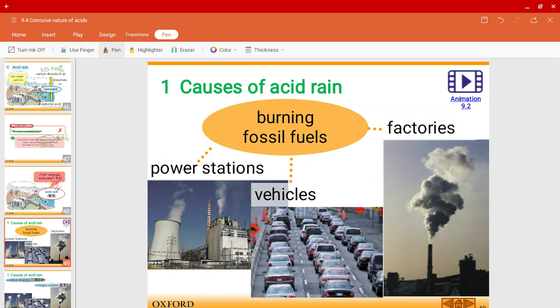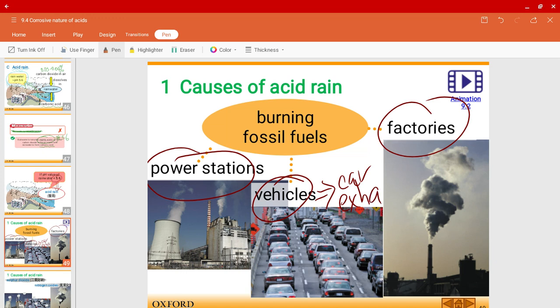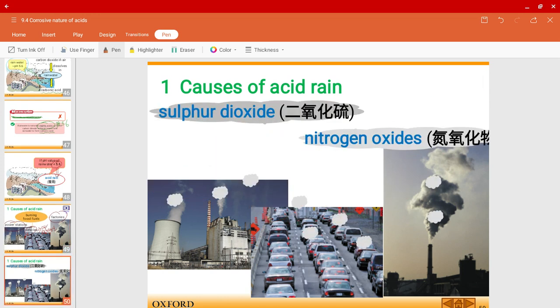So let's look at some causes of acid rain. First off, power stations, vehicles, factories, what do they have in common? They're all used for burning fossil fuels, of course. For vehicles, we have car exhaust, so they all emit air pollutants. So what are some of the air pollutants they emit? One of them is sulfur dioxide, and the other is nitrogen oxides. All right, just to give you one more tip, these are actually acidic gases. So what are acidic gases? They're basically gases of acidic nature. Okay, very simple.